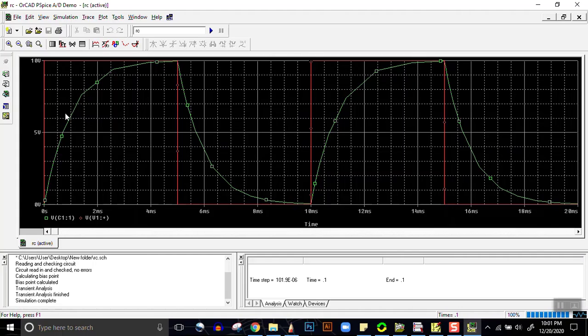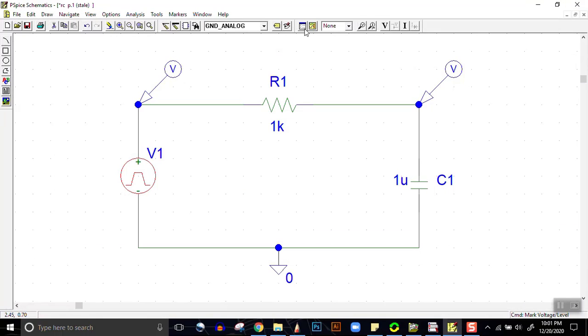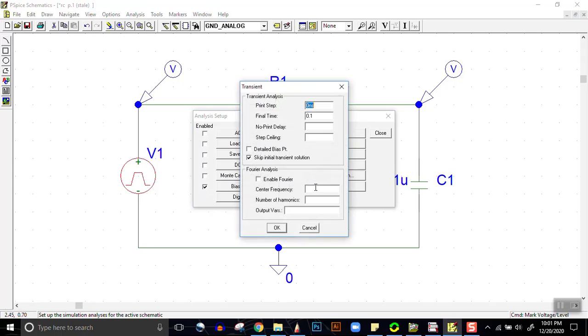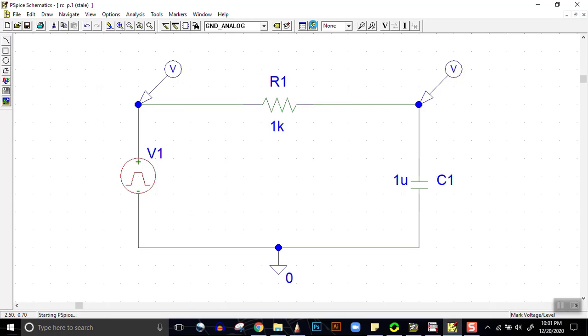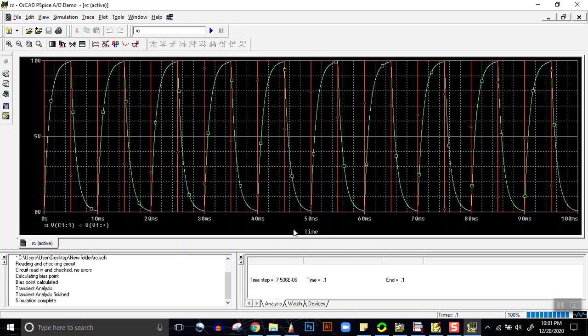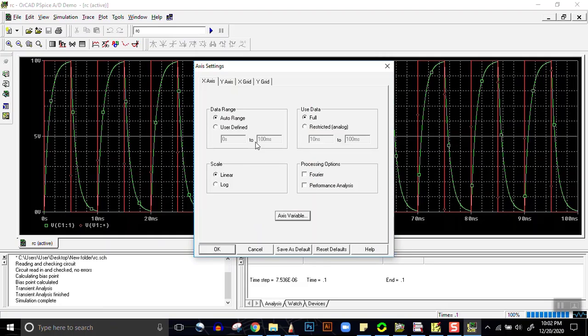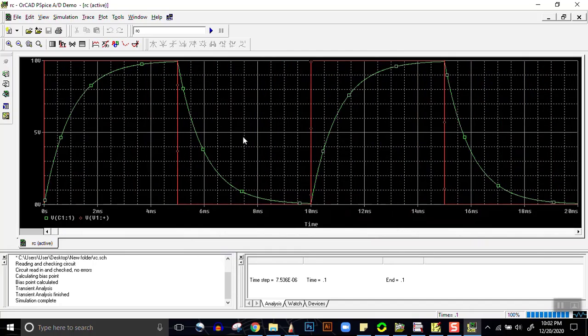Now the thing is, see, this curve over here is not smooth at all. It's not very good. So what we need to do is we go to transient analysis. We decrease the step ceiling to 0.00001. Suppose we close it and we simulate it again. After simulation, if we change it to 20 ms, you see now the curve is really smooth.